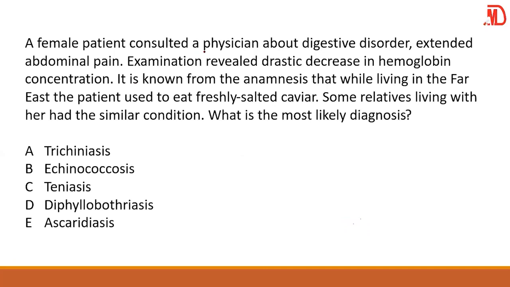We have a female patient who consulted a physician about the digestive system. Extended abdominal pain. Examination revealed a drastic decrease in hemoglobin. It is known from analysis that while living in the Far East, the patient used to eat freshly salted caviar. Some relative living with her had a similar condition. So that means this disease is coming from what? A freshly salted caviar. Usually, eating raw or uncooked salted fish will cause what we call liver flukes. It can cause tapeworms. Tapeworms, that is known as what?